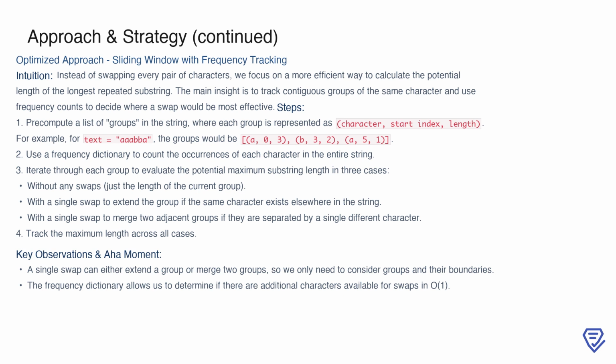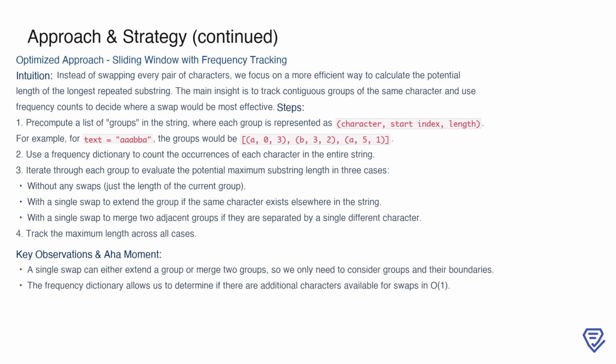Then, we create a frequency dictionary to store the total occurrences of each character in the string. With this setup, we evaluate three main cases for each group: its current length without swaps, its extended length if we use a swap to bring in the same character from elsewhere, and its merged length if two adjacent groups can be unified by swapping the character in between them. This strategic evaluation allows us to pinpoint the most effective swap scenarios using only linear operations.